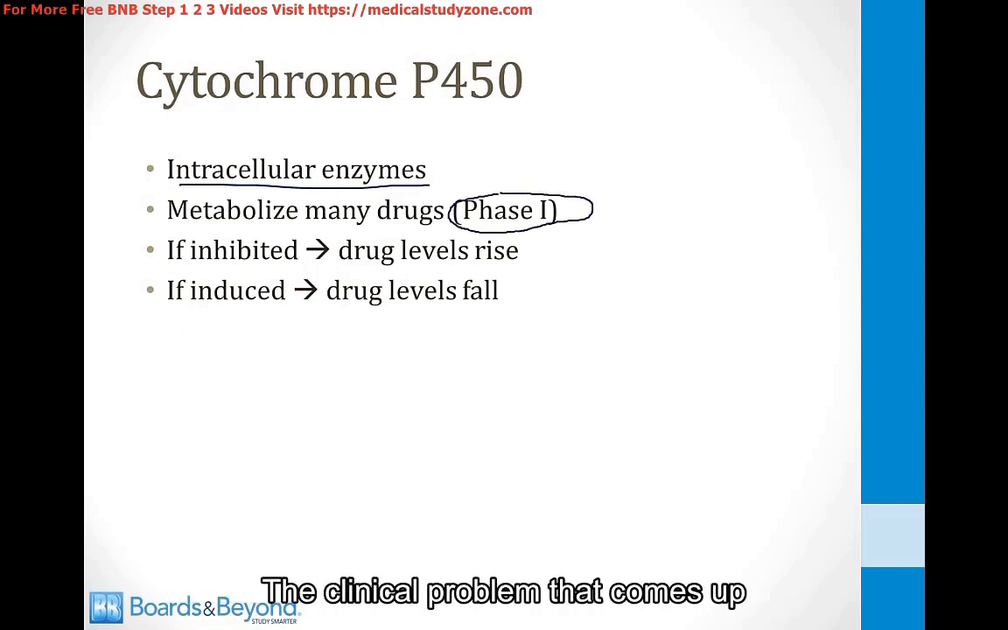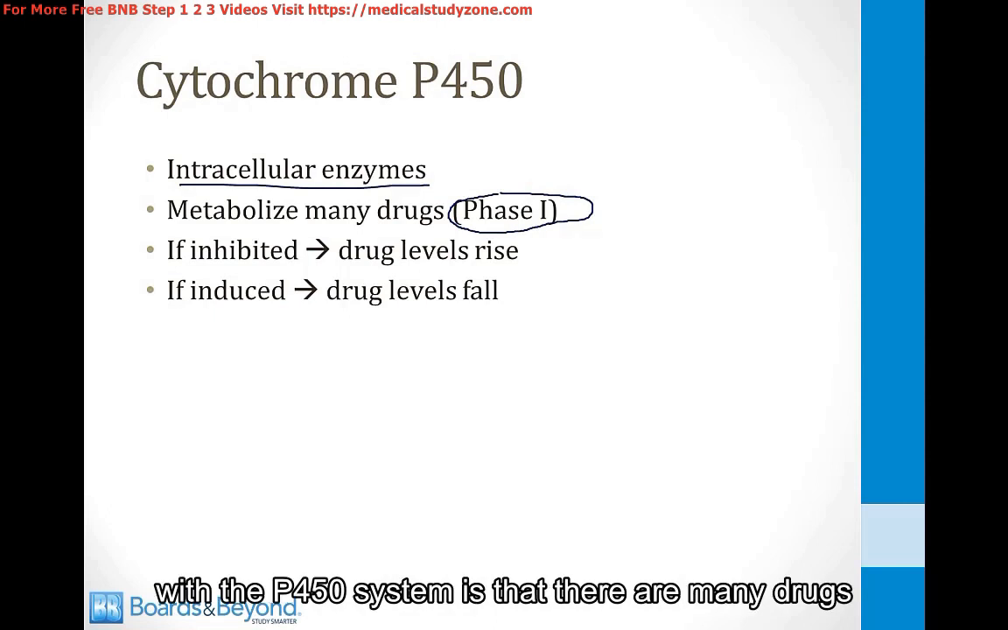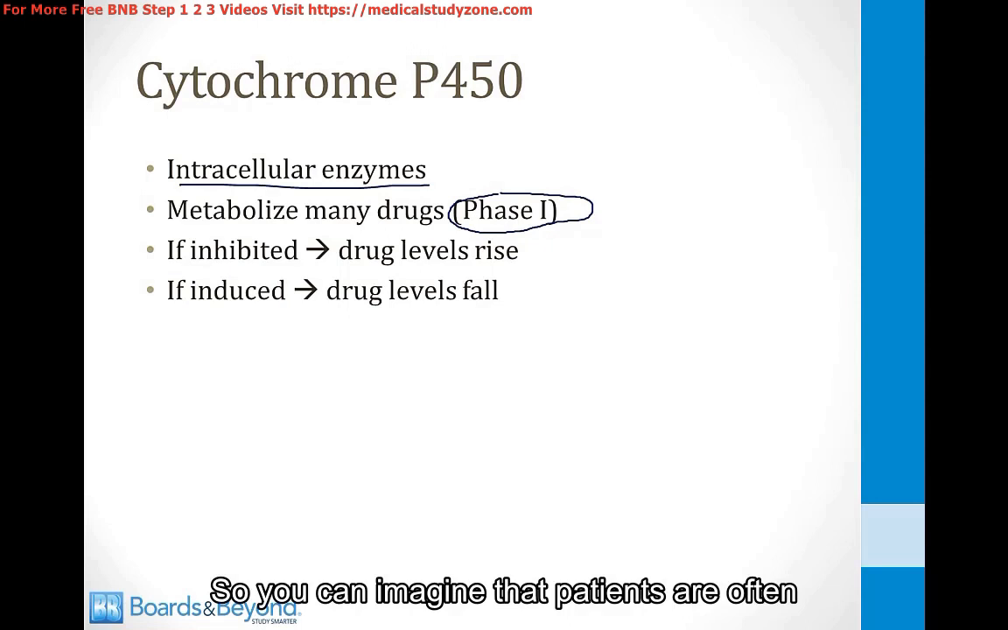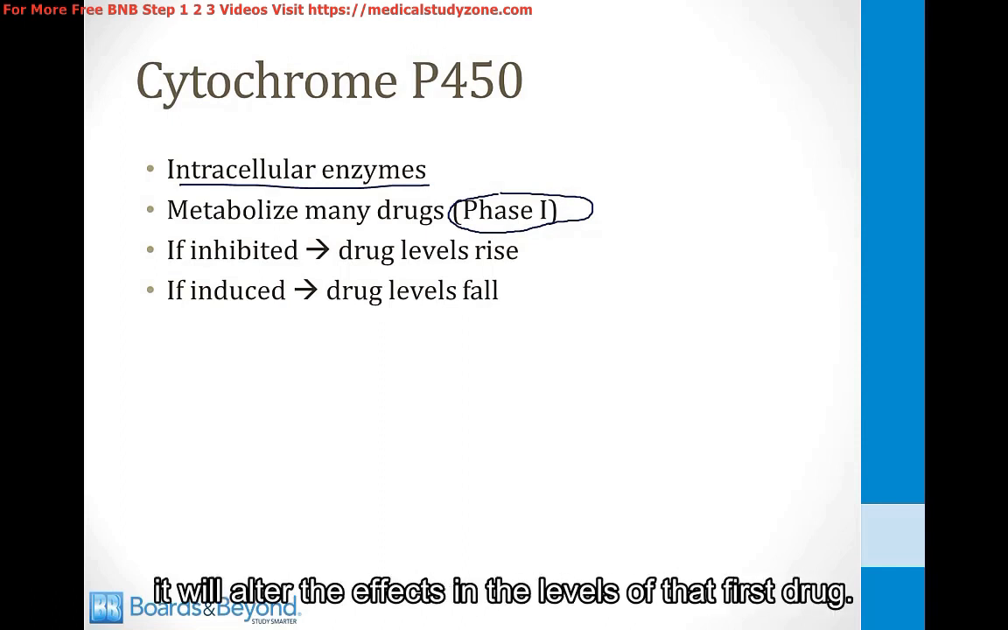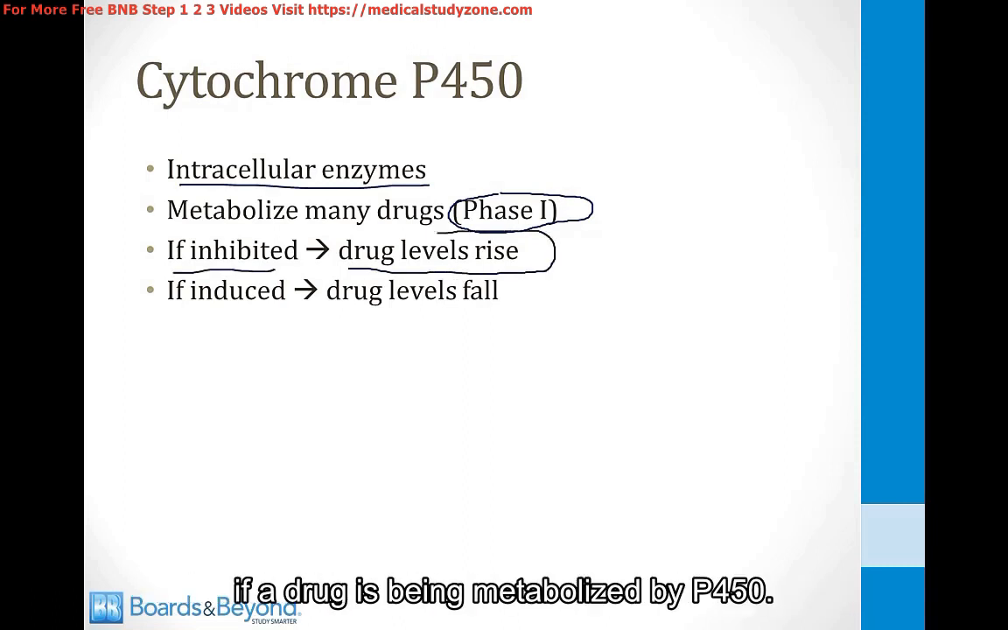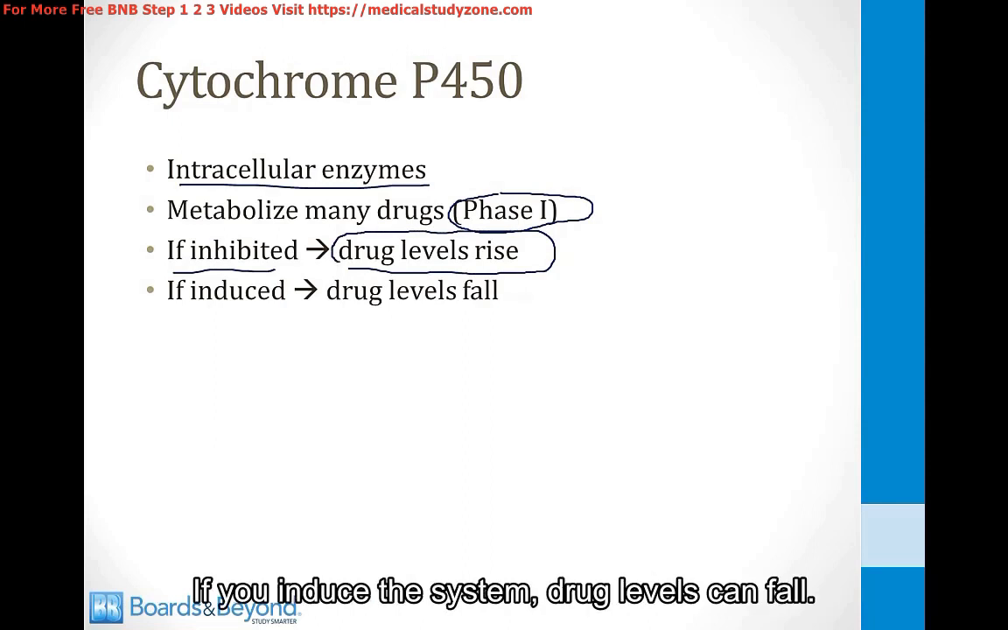The clinical problem that comes up with the P450 system is that there are many drugs that inhibit or induce it. So you can imagine that patients are often on more than one drug. If one drug's being metabolized by P450 and another drug inhibits that system, it will alter the effects and the levels of that first drug. So if you inhibit the P450 system, drug levels can rise if a drug's being metabolized by P450. If you induce the system, drug levels can fall.